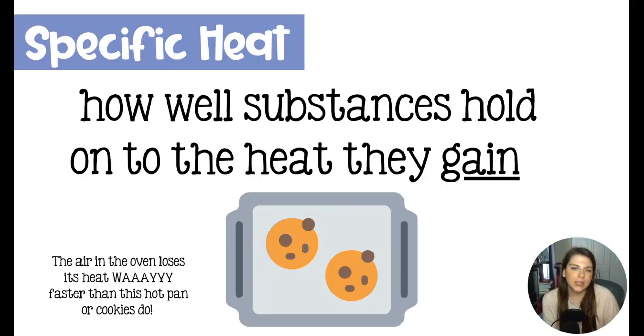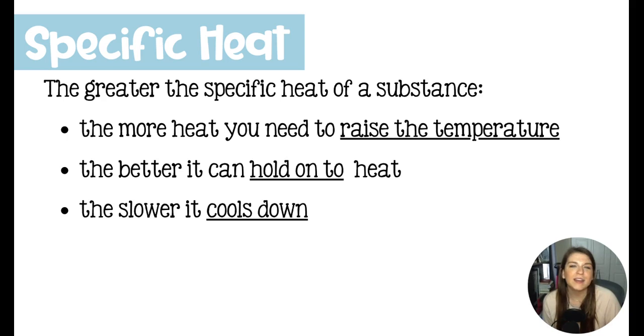There is a pretty crazy definition of specific heat out there, but the way I like to describe it is just a measure of how well substances hold on to the heat that they gain. So if you think back to the oven situation, the metal inside of the oven, like this cookie sheet or the metal racks of the oven, hold on to their heat a lot more than the air inside the oven. Substances that have high specific heat values take a long time to heat up, a long time to cool down, and they hold on to their heat very, very well.